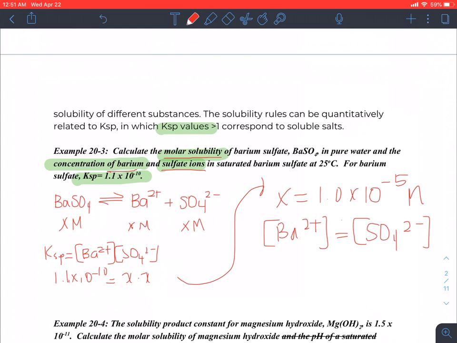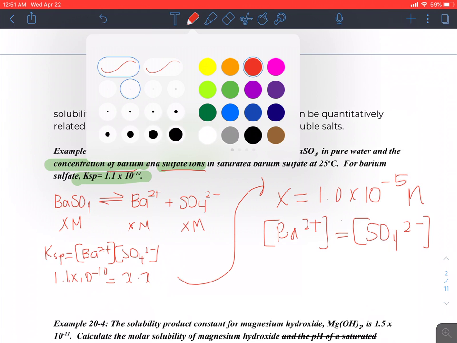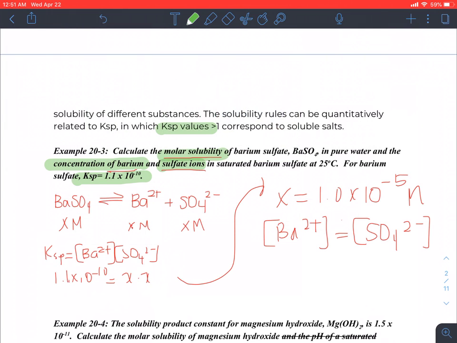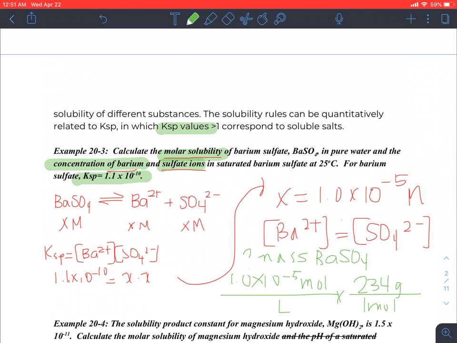If a question, though, and I'm going to take this a step further, asks for grams or mass of barium sulfate, then you can take the value that you got here, which is in moles per liter, and calculate, just like we did before, how many grams we would have started out with.